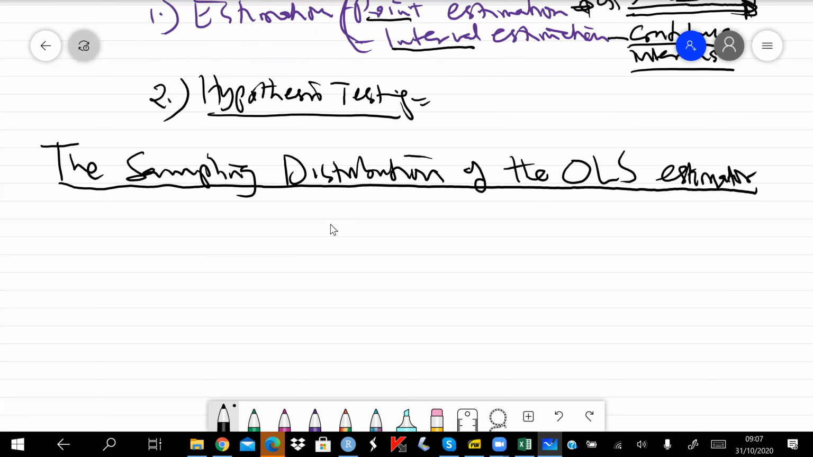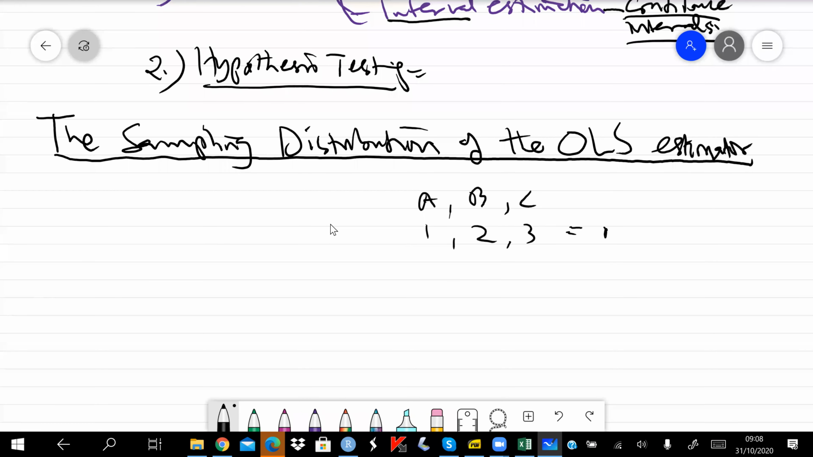So next we are going to look at the sampling distribution of the OLS estimator. The sampling distribution is something that you've come across in statistics too. I remember you were introduced to the sampling distribution of the mean. I think I've given an example using a population with 3 elements, A, B, and C, where their measurements are 1, 2, and 3. Suppose this is your population of size capital N equal to 3.